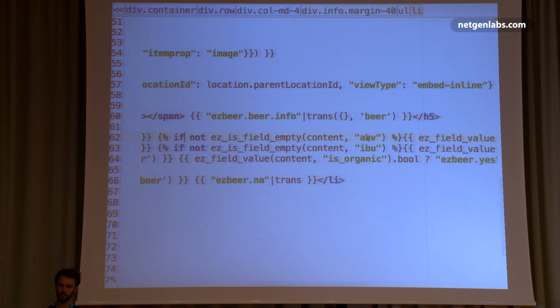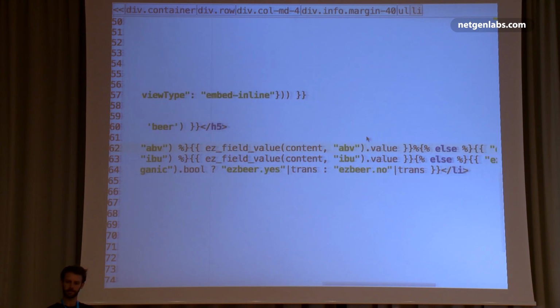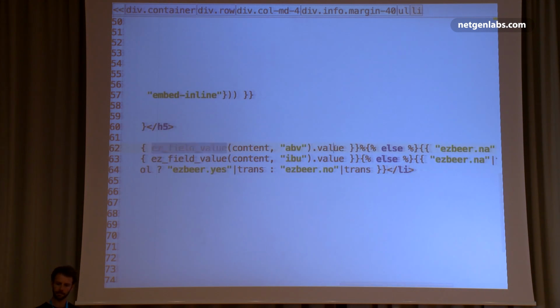So if not isFieldEmpty ABV, we're calling another quick function to get the raw value of your field. Easy field value will return here the text line value object directly and displaying its value. So let me show this.